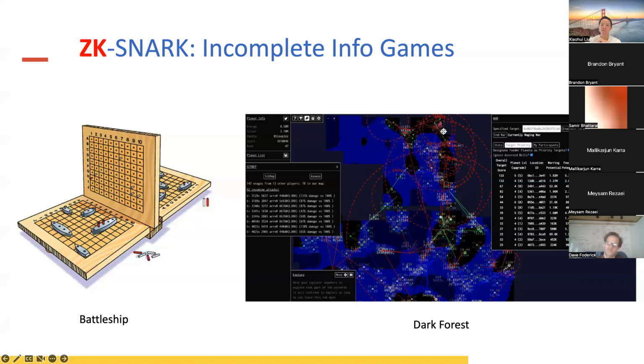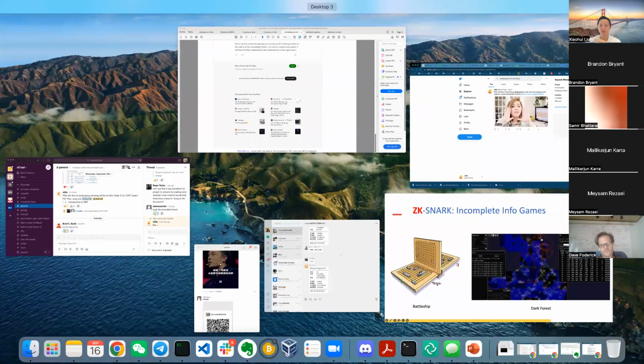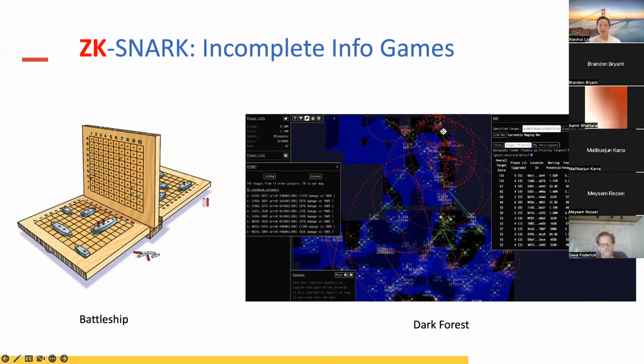Okay. Another question? Okay, if not, Brandon just asked what's the number one or most famous application outside blockchain. I don't know, but I do know one in the blockchain space that everybody's talking about, at least in the zero knowledge space: the game called Dark Forest.